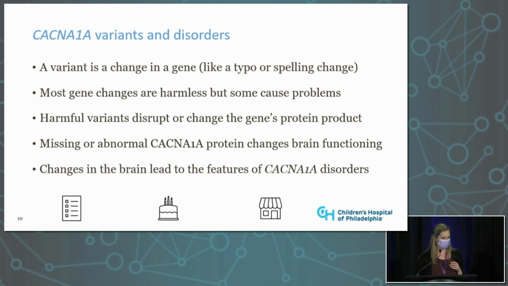So again, I have just sort of a little analogy here. If we have a change in our recipe for the CACNA1A, this can lead to changes in our protein, which is kind of like the cake you're trying to make from your recipe. And those changes can then lead to changes in your bake sales. And that tends to be the thing that you see, those final features, and it starts all the way back up with changes in that recipe or changes in that gene.